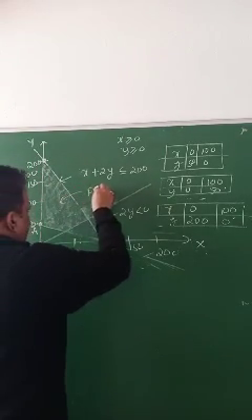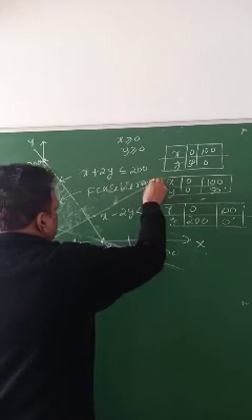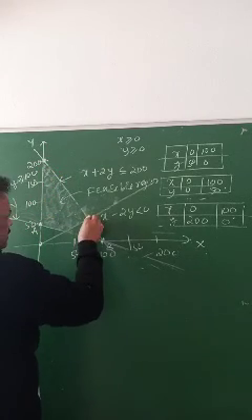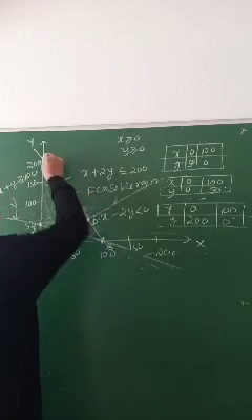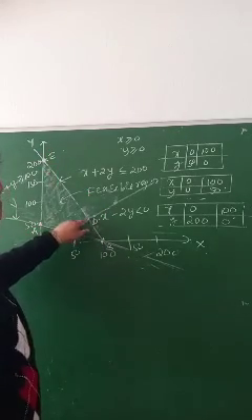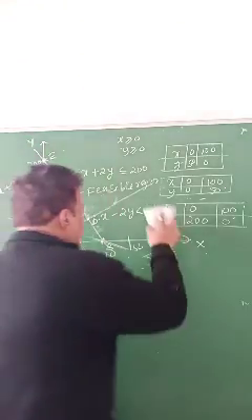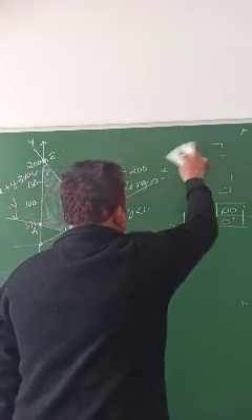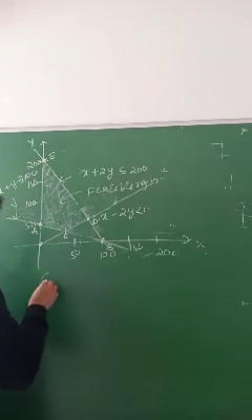This is called the feasible region. Corner points, look here. This is A. This is, suppose, C. This is D. This is E. A, C, D, E are the corner points. So you can write down the corner points.